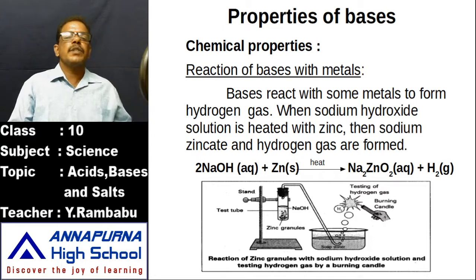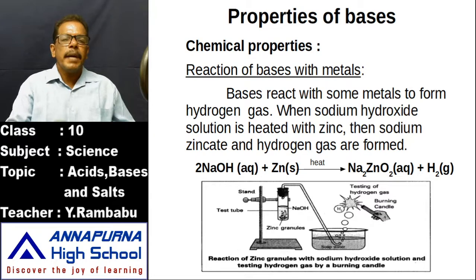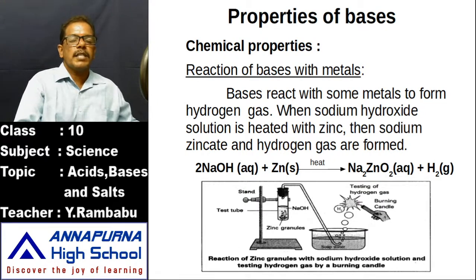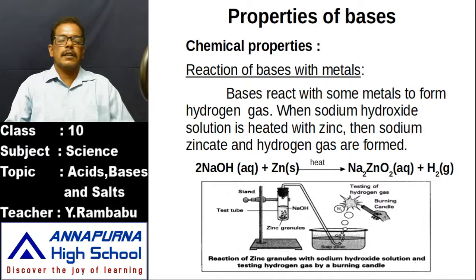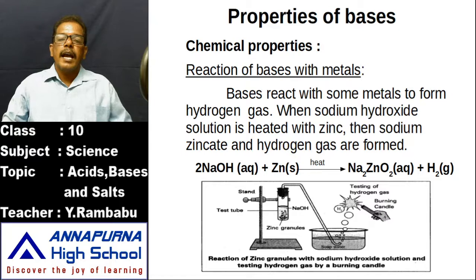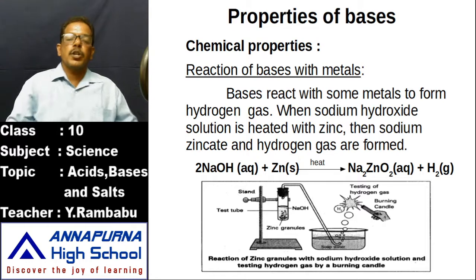Acids react with most metals, but bases react with only a few metals. Here, sodium hydroxide reacts with zinc, and the corresponding salt, sodium zincate, and hydrogen are formed. How is the sodium zincate formed? Simply, sodium hydroxide splits into Na plus and OH minus ions. In the formed salt, ZnO2 is the negative part, and Na2 is the positive part.